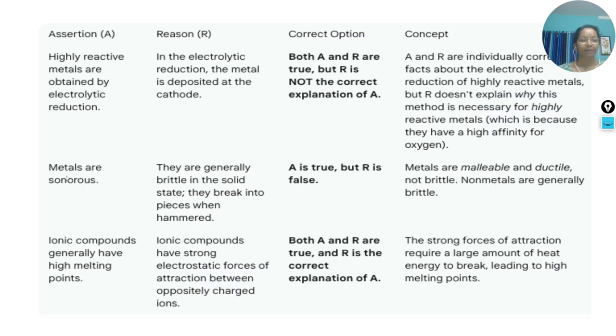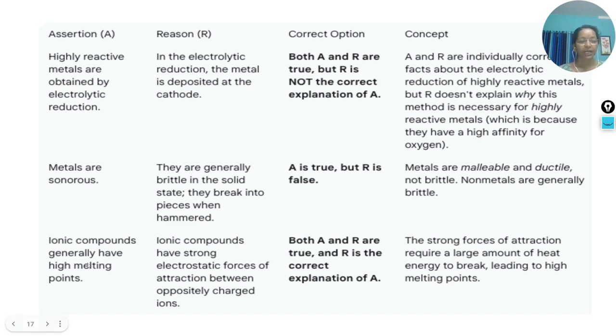Next one is metals are sonorous. They are generally brittle in the solid state. They break into pieces when hammered. Wrong. Metals are sonorous is a correct statement. So A is true, R is false.